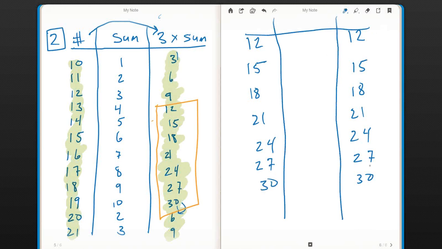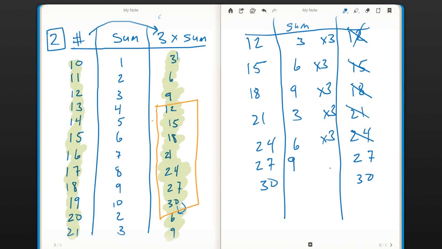to these options. Okay, so the sum of 1 and 2 is 3, and if I multiply it by 3, I do not get 12. The sum of 1 and 5 is 6. If I multiply it by 3, I don't get 18. This sum is 9. 9 times 3 is 27. The sum of 2 and 1 is 3. Multiply by 3, I don't get 21. This is 6. Multiply by 3, I don't get 24. And finally, the sum of 2 and 7 is 9. If I multiply it by 3, I do get 27.